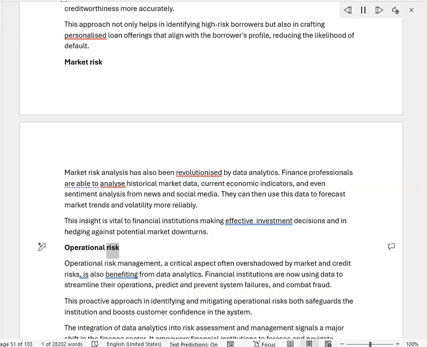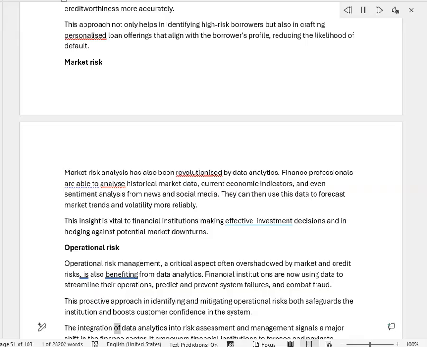Operational risk. Operational risk management, a critical aspect often overshadowed by market and credit risks, is also benefiting from data analytics. Financial institutions are now using data to streamline their operations, predict and prevent system failures, and combat fraud. This proactive approach in identifying and mitigating operational risks both safeguards the institution and boosts customer confidence in the system.